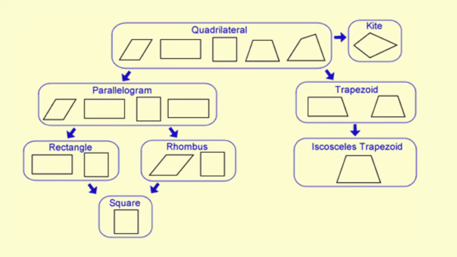And here's just a summary of the quadrilateral properties. Start off with a basic quadrilateral, and then you can go to a kite, trapezoid, or parallelogram. A trapezoid can be more specific with isosceles trapezoid. Parallelogram can go to rectangle or rhombus. And then if it's rectangle and rhombus, it's a square.